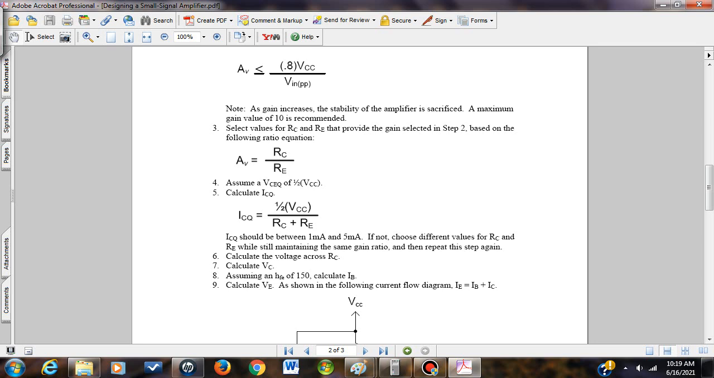Step number 4, assume a VCQ that is about 1/2 of VCC. Now granted, this is something that we can shoot for, but this can actually be lower than 1/2 of VCC as long as the signal at the output is not being clipped.